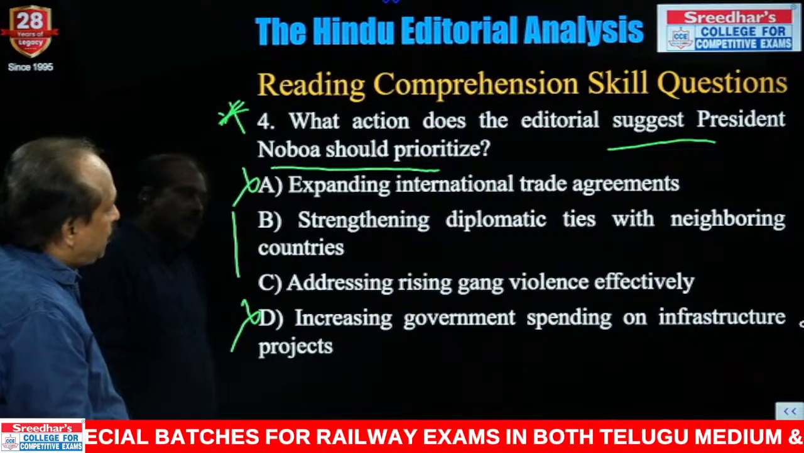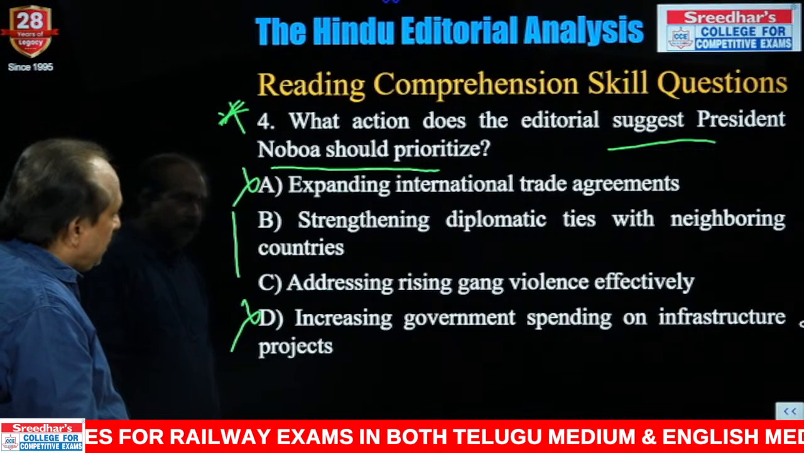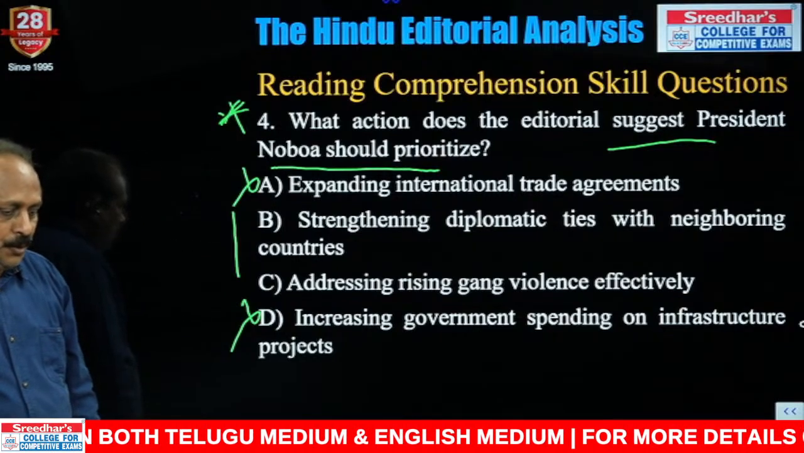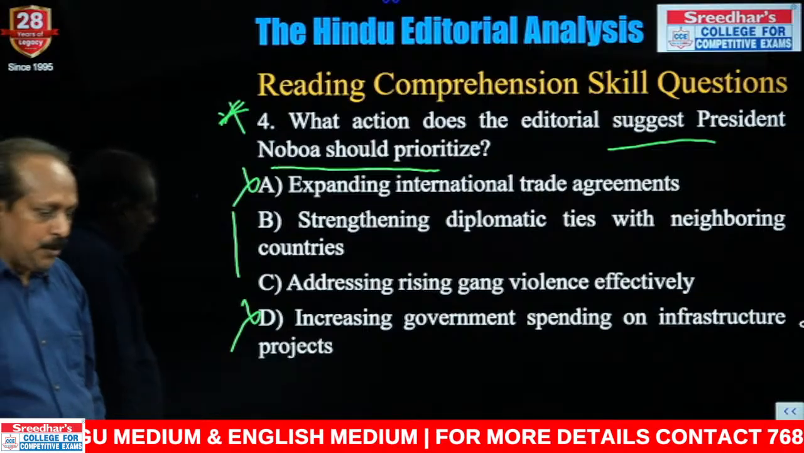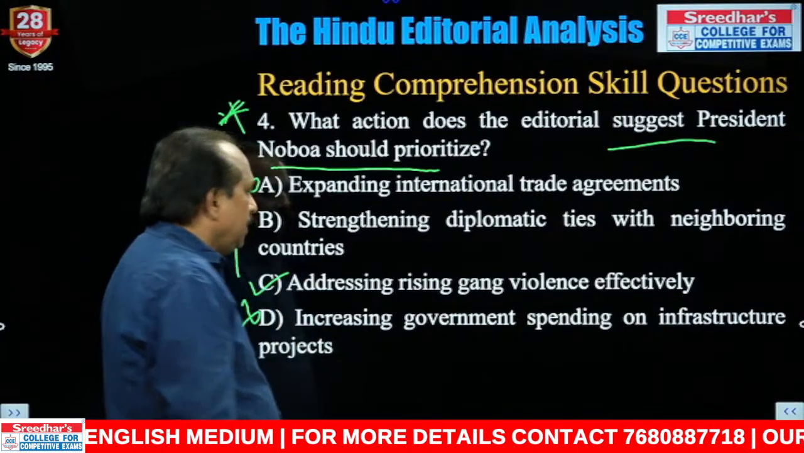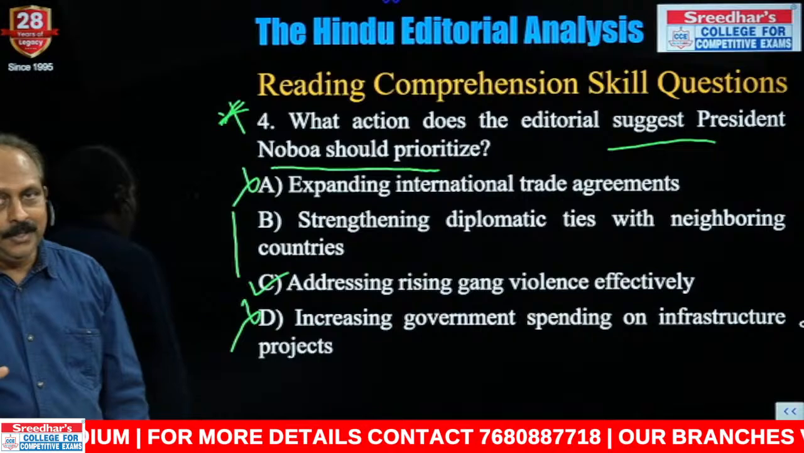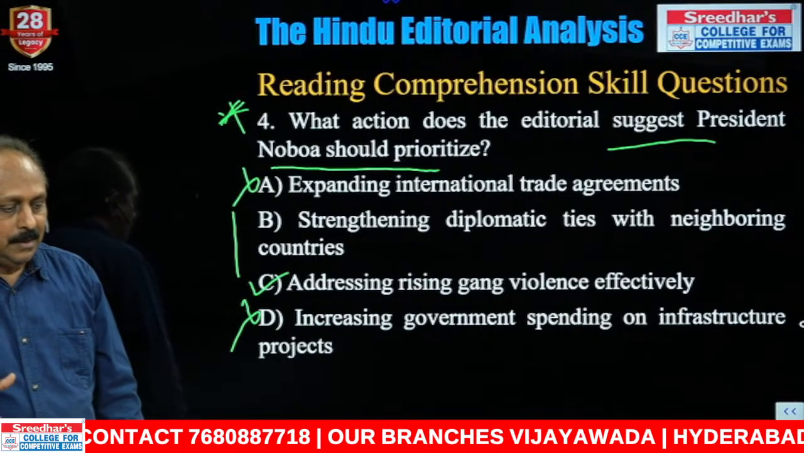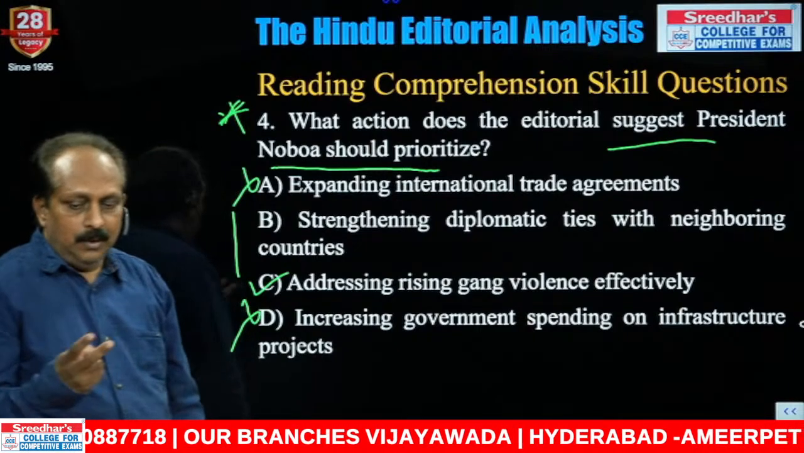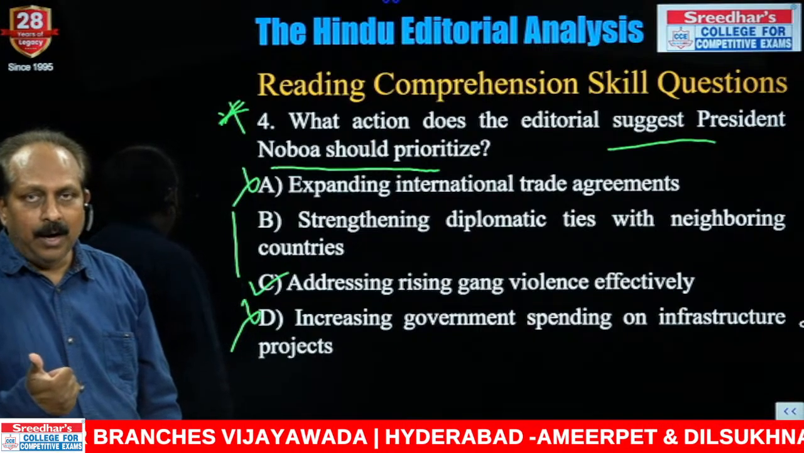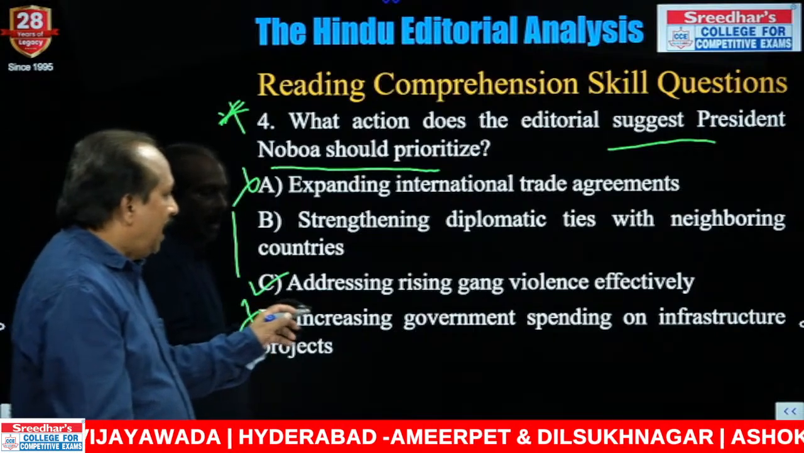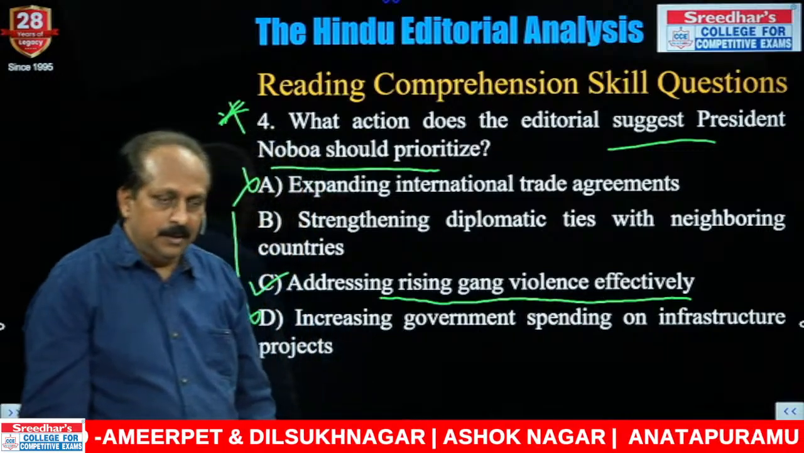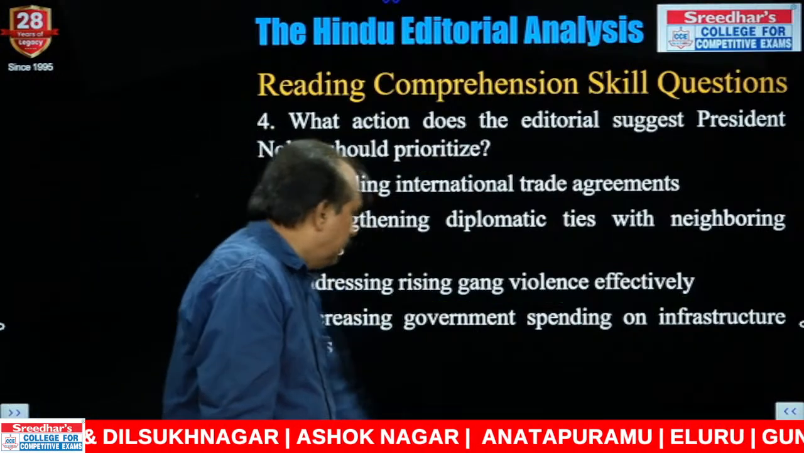Strengthening diplomatic ties with neighboring countries, addressing rising gang violence effectively. Some students say B, but a lot of students have chosen C. Answer is C. It is not about diplomatic tensions, priority, gang violence, and corruption. He should focus on one of the two, either gang violence or corruption, addressing rising gang violence effectively. C is the answer. I appreciate all those who have answered C.